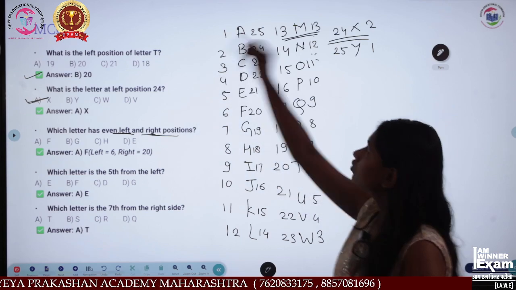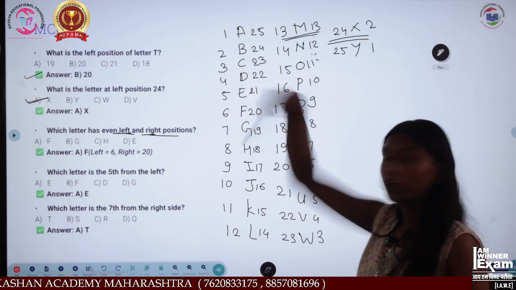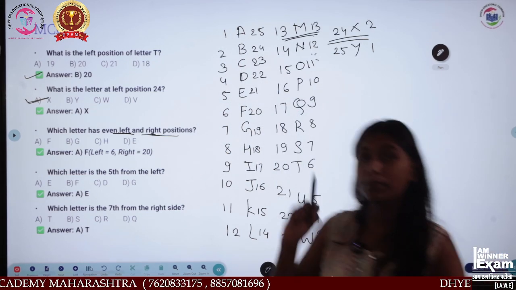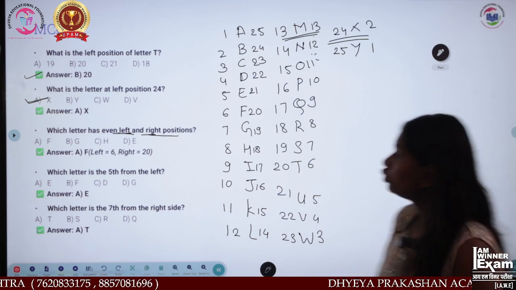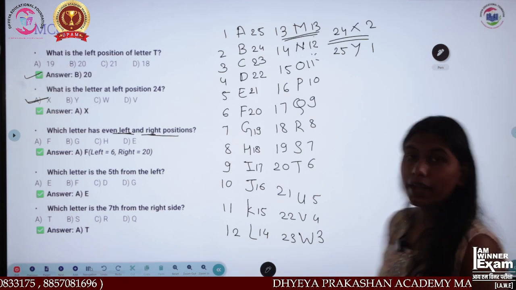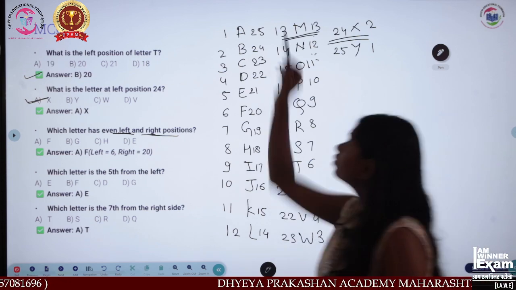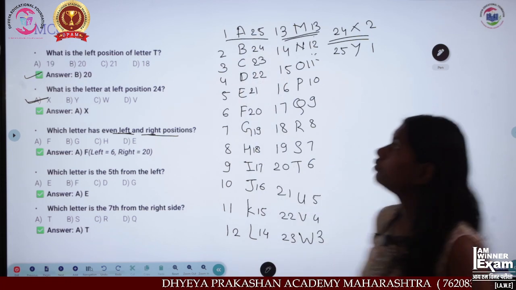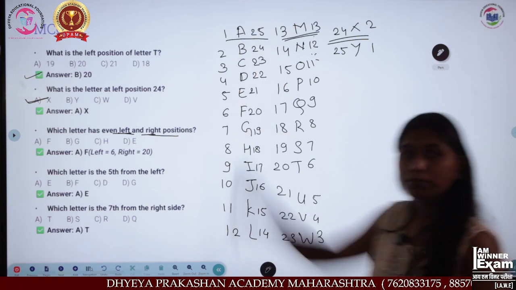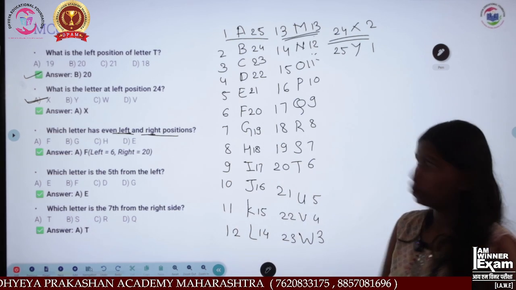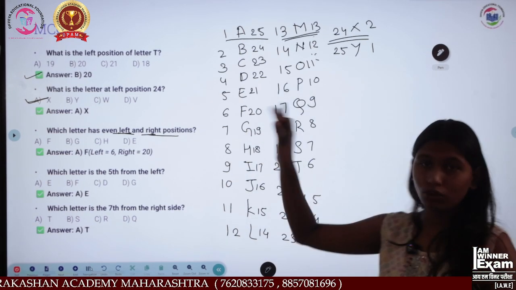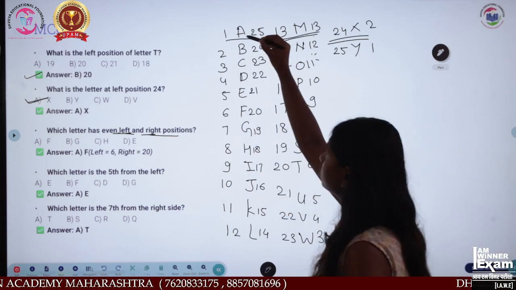Now here, again come to the 1. Now what is meant by even? That is divisible by 2. Now here A has 1 and 25. 25 is not divisible by 2. So option A is not the answer.